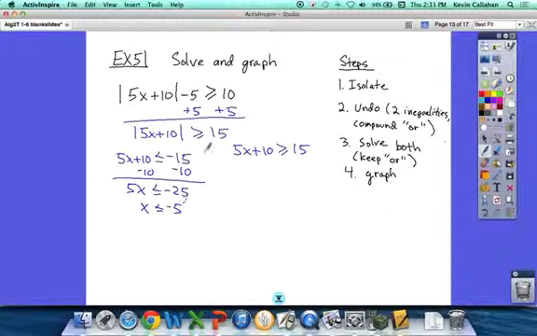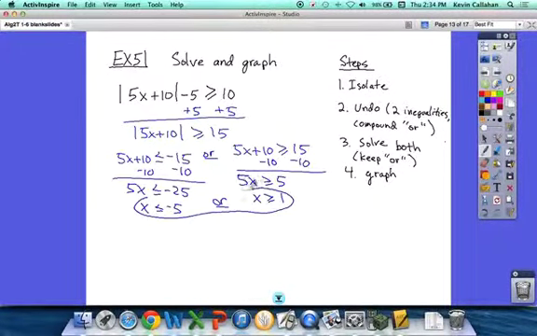Okay, and subtract 10. 5x is greater than or equal to 5. x is greater than or equal to 1. Right? It's both of those tied together with the word or. It's a compound inequality. Without the word or, it's not fully right. It's partially right, but it's not fully right.